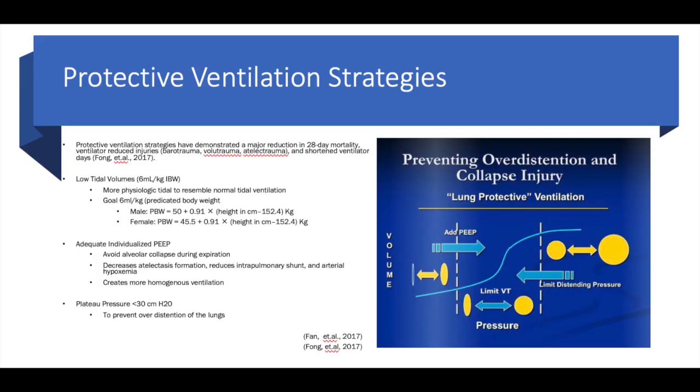Based on several trials, one being the ARDSNet trial, there were a few takeaway points that we learned on how to prevent ventilator-induced lung injuries. The following goals and strategies can be utilized.